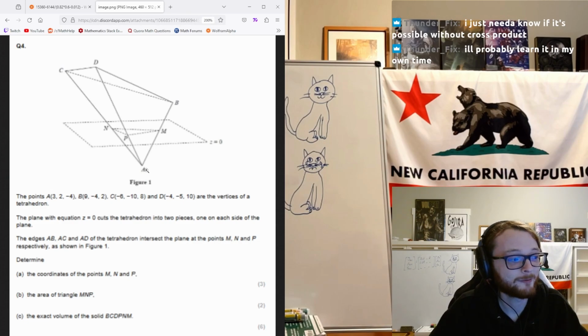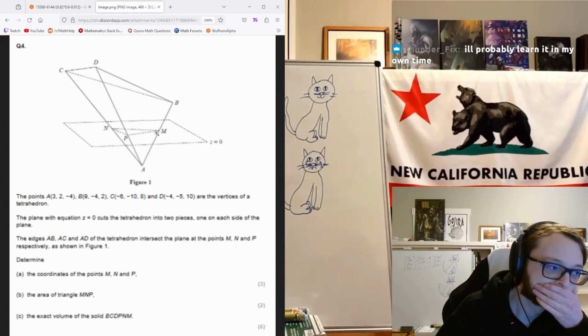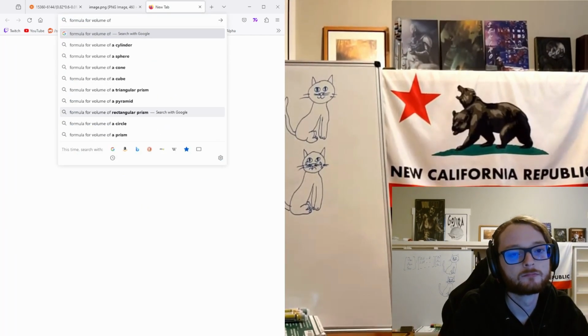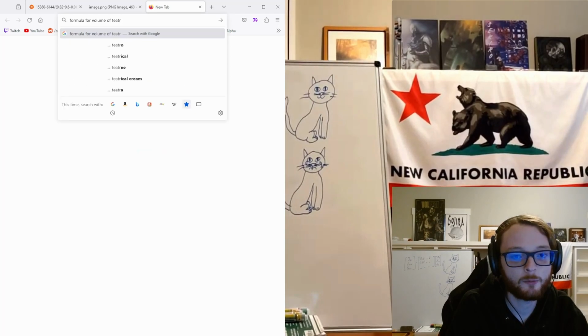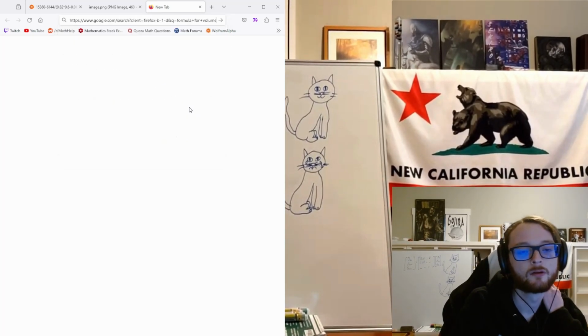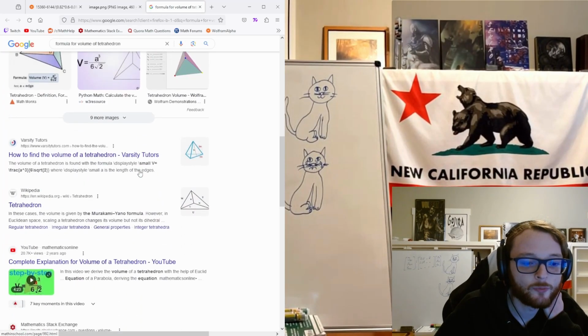There might be a formula for this, but I know this isn't a regular tetrahedron. I just want to see what comes up for a tetrahedron in general.